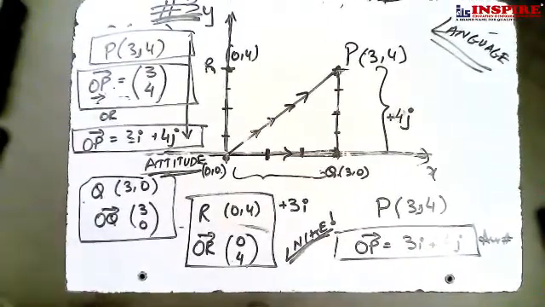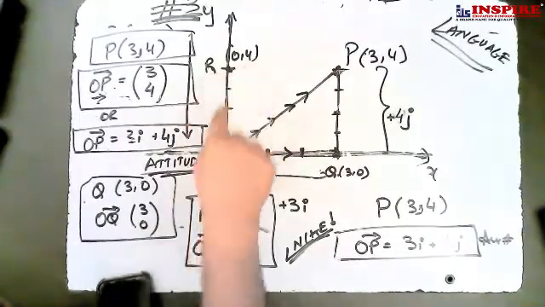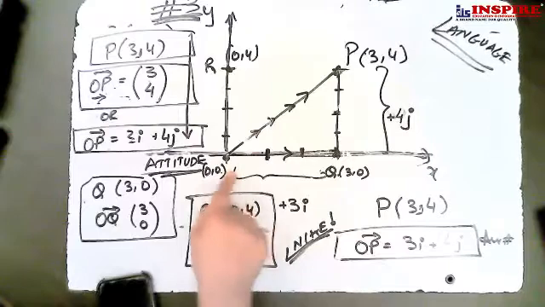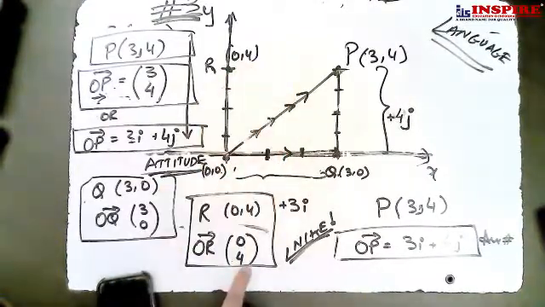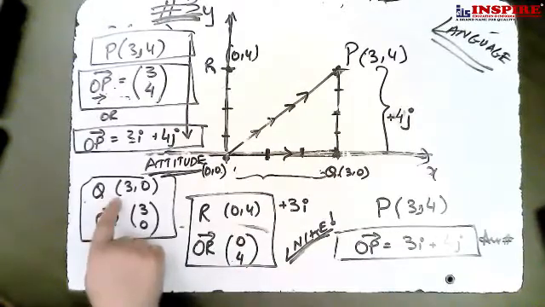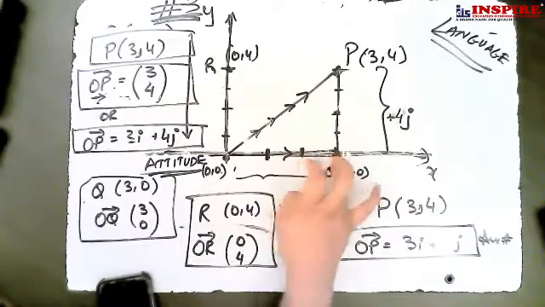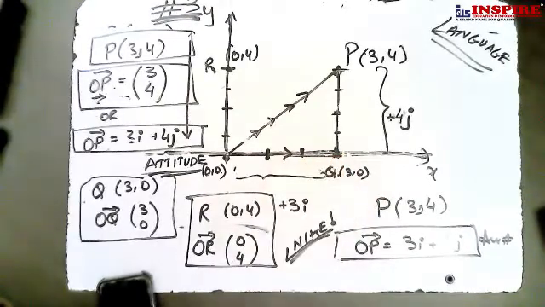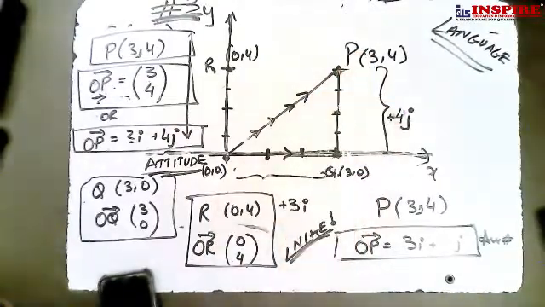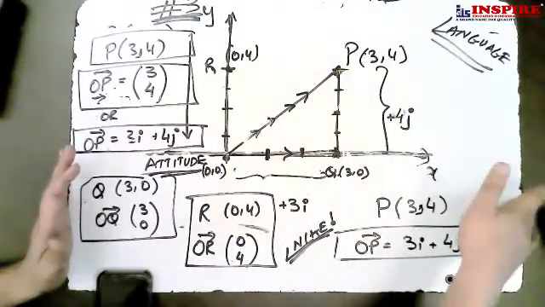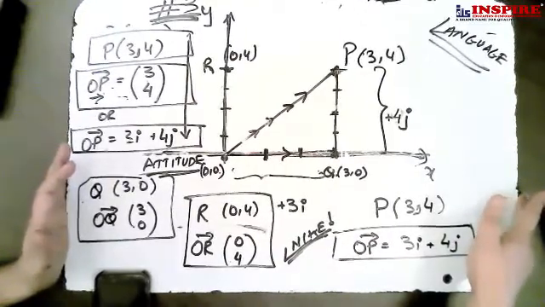Sir, OR, 0, 4. Oh, R's coordinates are 0, 4. That means you move 0 in the X and 1, 2, 3, 4 in the Y. Q's coordinates are 3, 0. You move 3 in the X but none in the Y. In the case of P, you move 3 and 4. After this we do more. Okay? We do more.